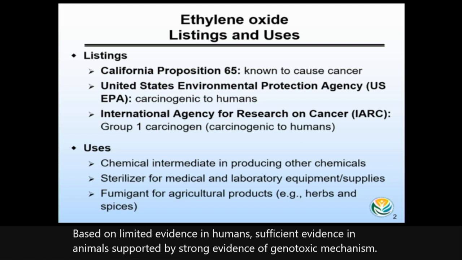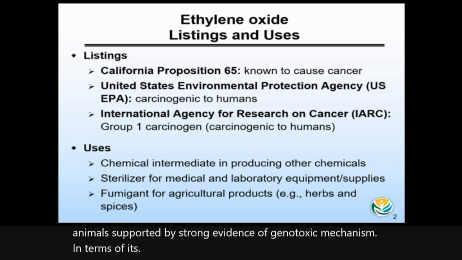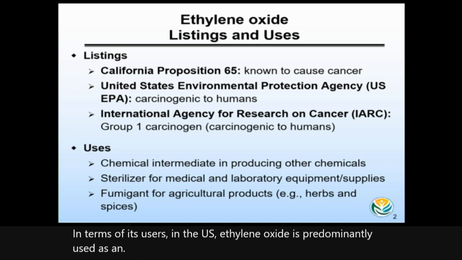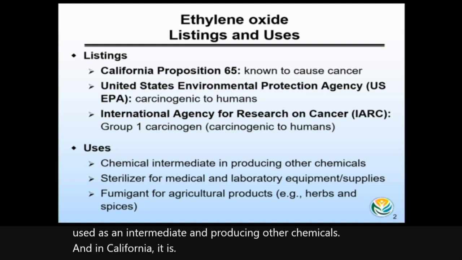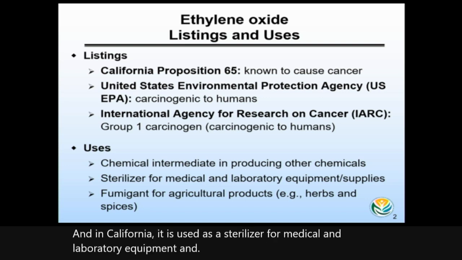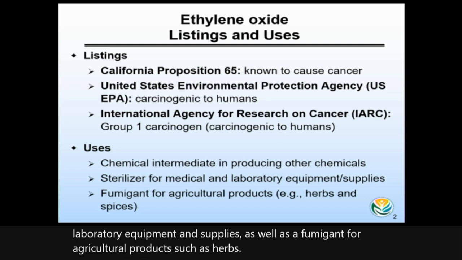In terms of its uses, in the US, ethylene oxide is predominantly used as an intermediate in producing other chemicals. And in California, it is used as a sterilizer for medical and laboratory equipment and supplies, as well as a fumigant for agricultural products such as herbs and spices.